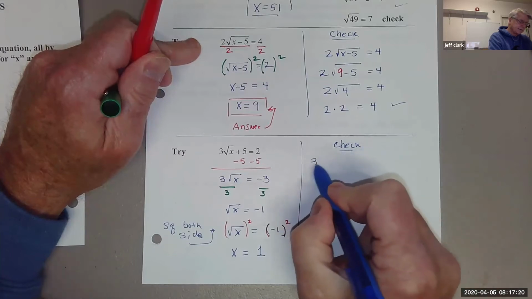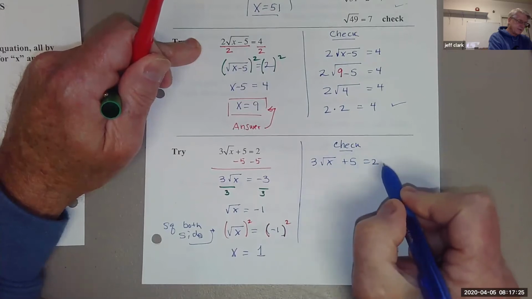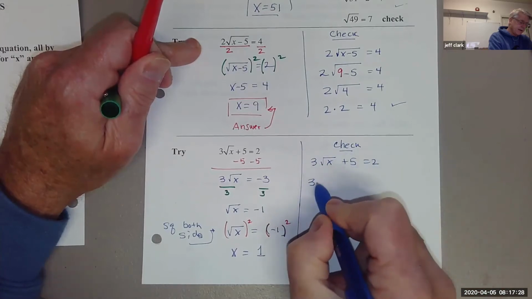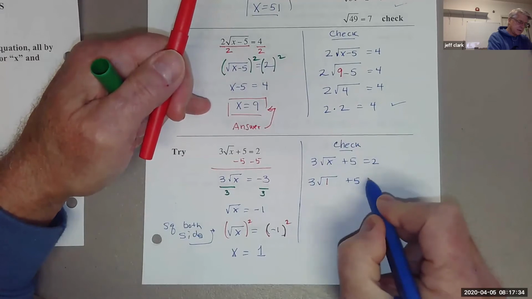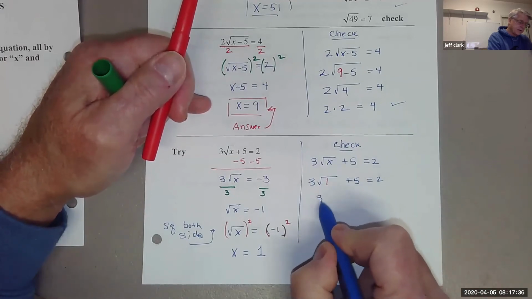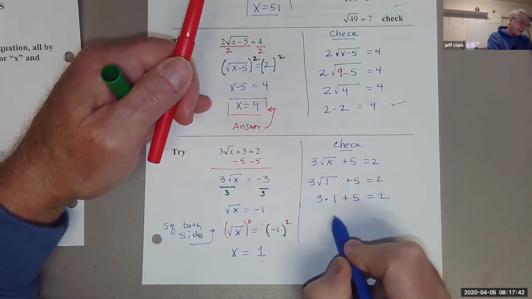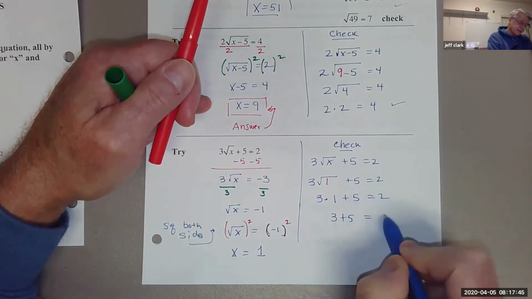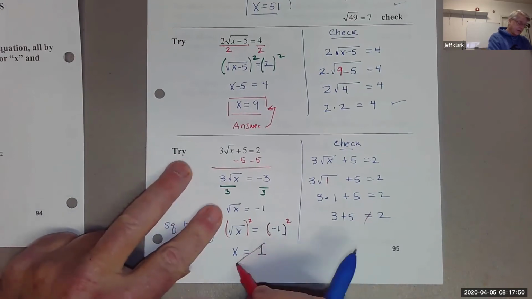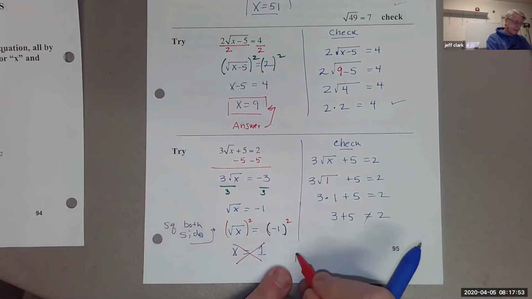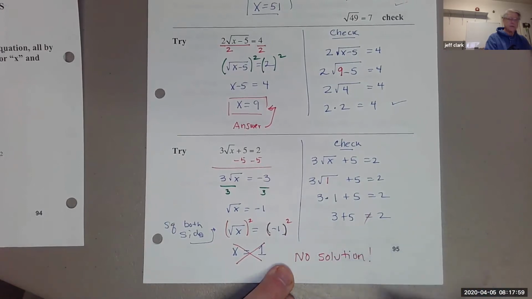So write down the original. Replace x with 1. So 3 square root, replace x with 1. Square root of 1 is 1. That leaves me 3 times 1 plus 5. 3 times 1, of course, is 3 plus 5. Well, that's ridiculous. That doesn't work. That's not true. So that didn't work. And your statement? No solution. No solution.